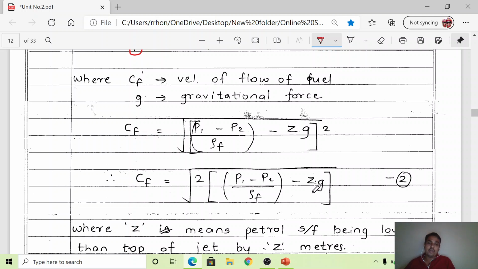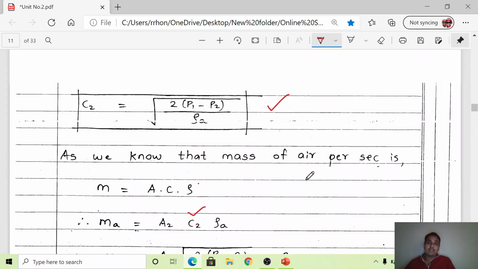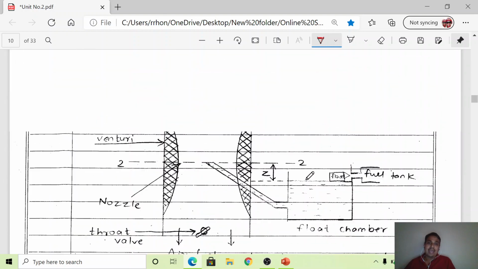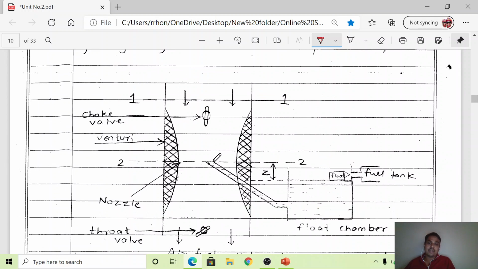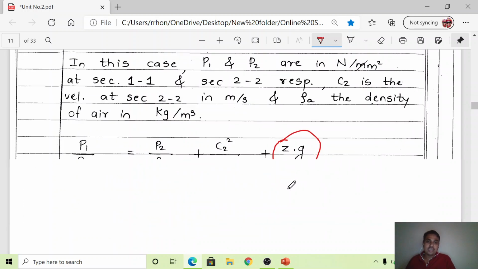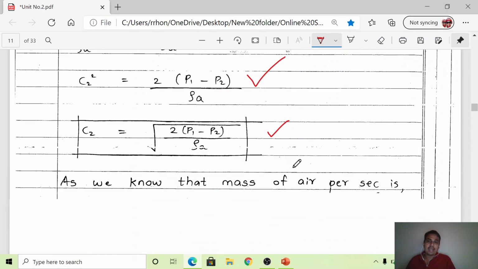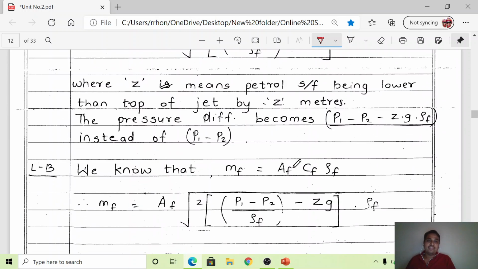As I told you earlier, here we have to consider Z, because if you see in this particular diagram, as the carburetor depression takes place, suppose this is the fuel tip or fuel nozzle which is present over here. As the pressure difference is created, high pressure fuel will come up to the low pressure region, and there is a gap of Z. That's why for the fuel flow we have to consider this Z. For the air, we have not considered this Z, and that's why we have also not considered the gravitational force. So here you have to consider Z as well as the gravitational acceleration G.